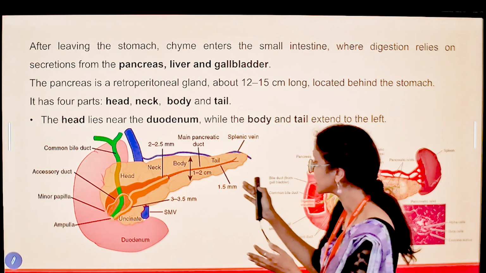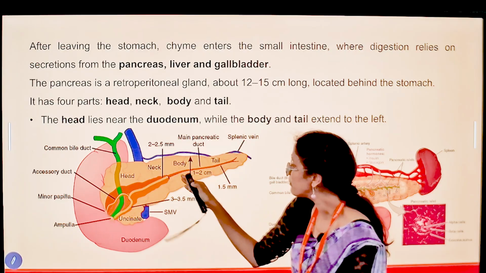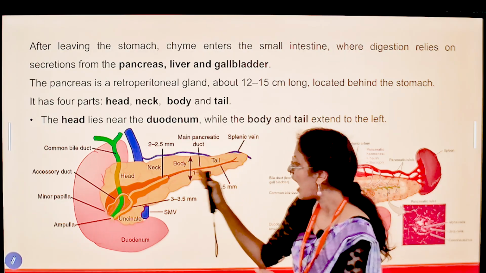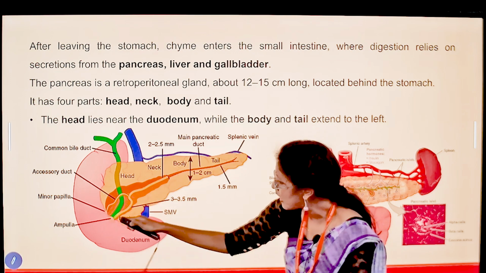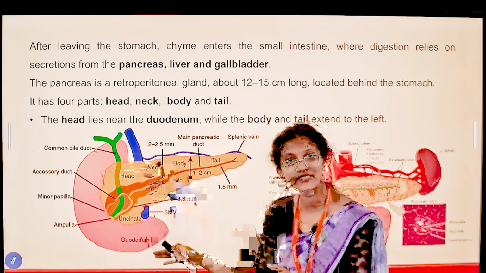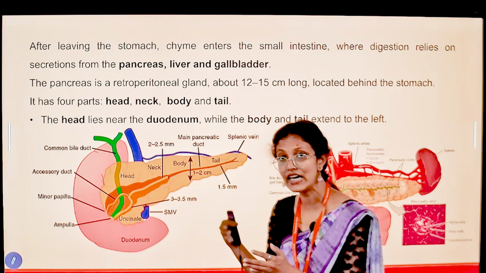In the structure of the pancreas, you can see the head, neck, body and tail, and it opens towards the duodenum. At the same time, the green line is from the gallbladder, and it is connected with the liver.